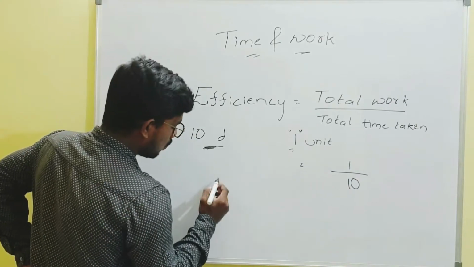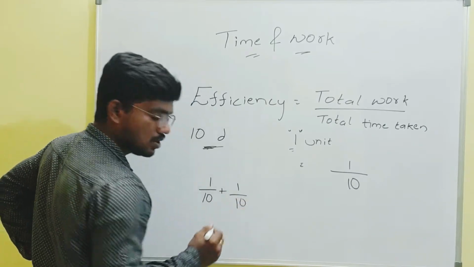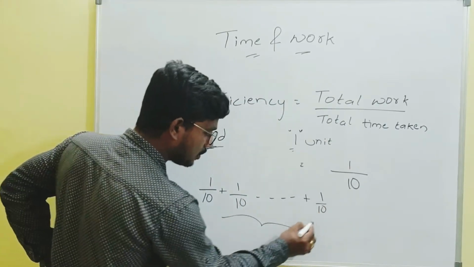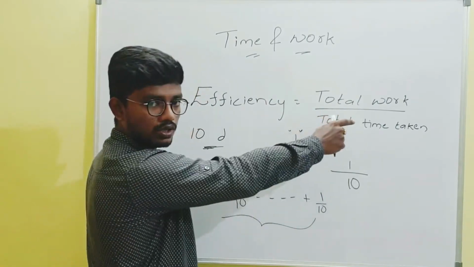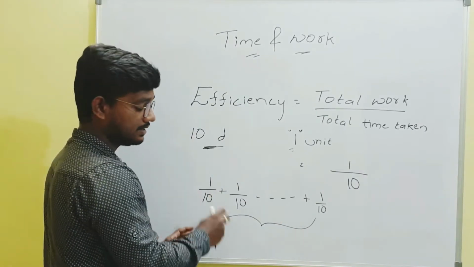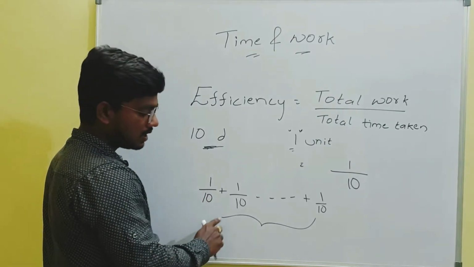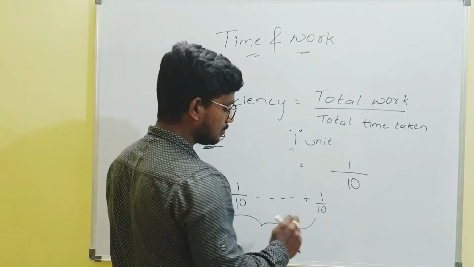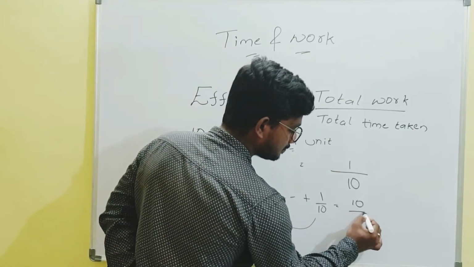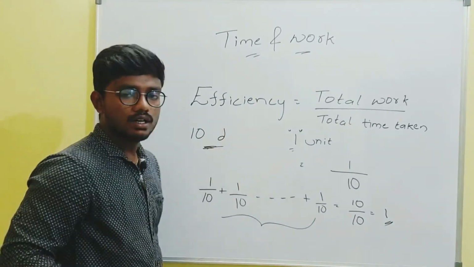If a person can do 1 by 10th of the work in 1 day, in the second day also he completes 1 by 10th of the work, and so on. In the 10th day also he completes 1 by 10. By adding all this we get 1 unit, and here we are considering 1 unit as the total work. So to complete the entire work, he has to work for 10 days. For 1 day he completes 1 by 10th of the work. For 10 days he completes 1 by 10, 1 by 10, 1 by 10, and so on. The sum of all this becomes 10 by 10, which results in 1. Hence the total work is completed. This is how we calculate the efficiency.